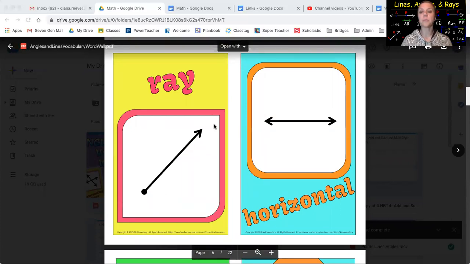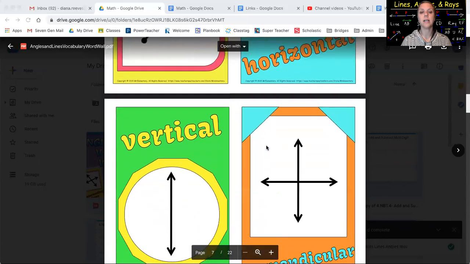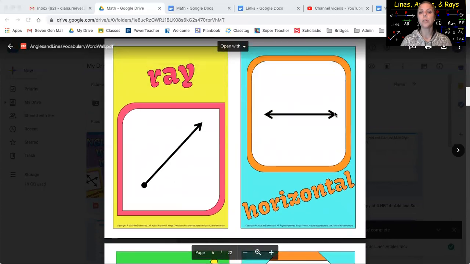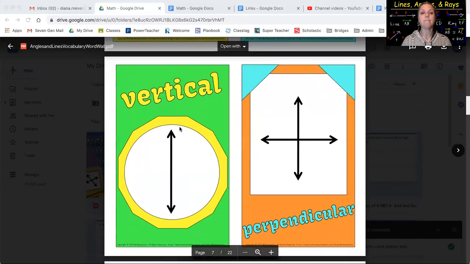And the other couple terms we're going to look at are horizontal and vertical. So horizontal, a good way to remember that: horizon. The word horizon is in there. The horizon goes across. So a horizontal line goes across this way. A vertical line goes up and down this way.